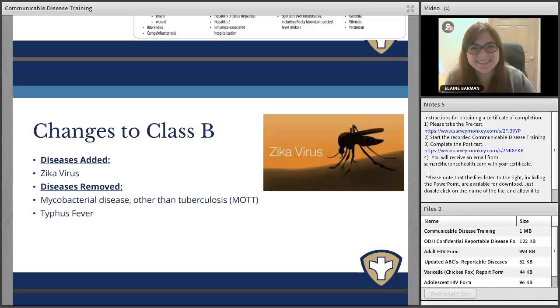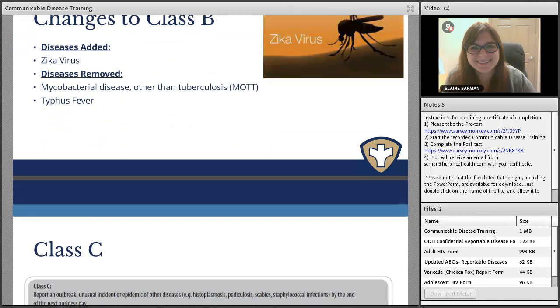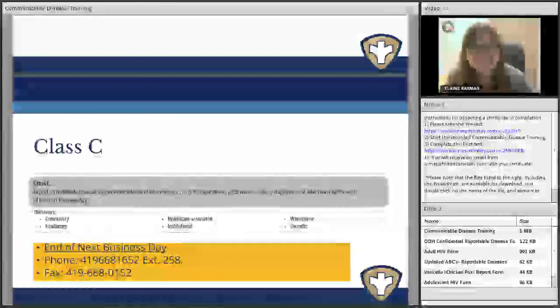There also have been changes before that, maybe a year ago or so. Some of the new ones that have been added in the past are chikungunya. That is a Class B, and that is a newer reportable as well. And then Class A had Middle Eastern Respiratory Syndrome, or MERS, and Ebola added in the past. Those are some of the other recent updates, but not the newest updates.